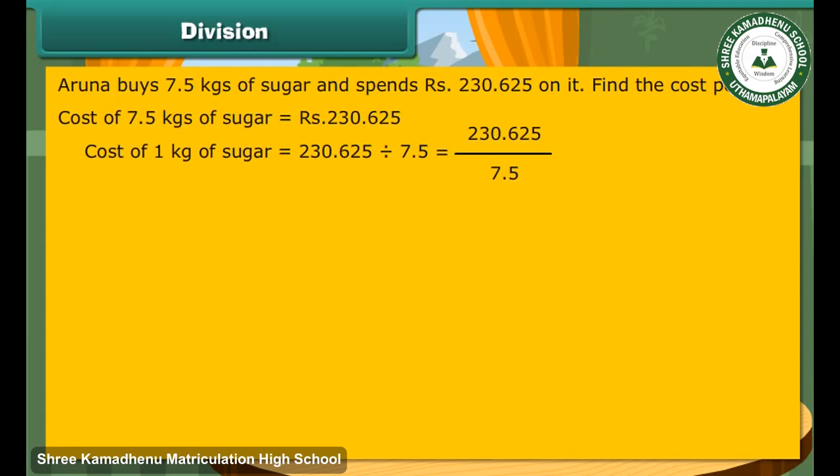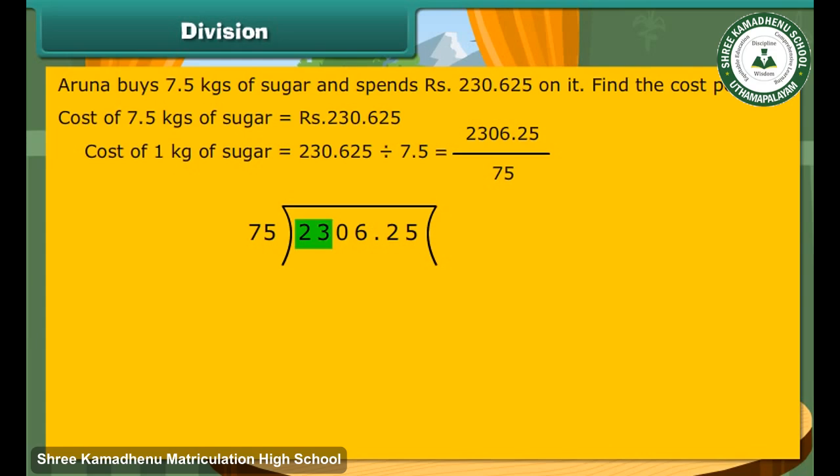To divide 230.625 by 7.5, we first remove the decimal point in the denominator by multiplying the denominator and the numerator by 10. A multiplication by 10 shifts the decimal point to the right by 1. Now we divide 2,306.25 by 75. Write the two numbers down as shown.